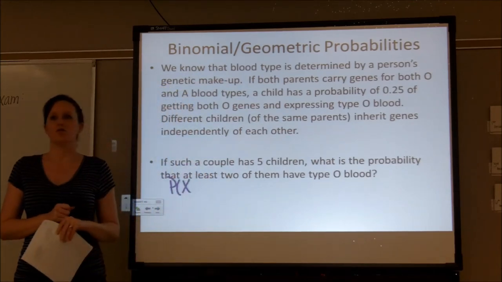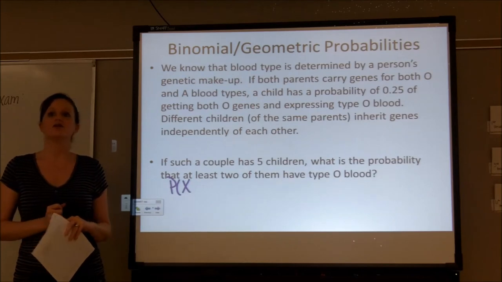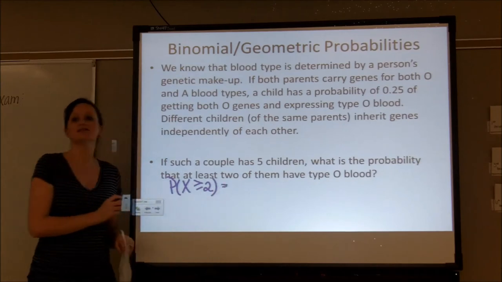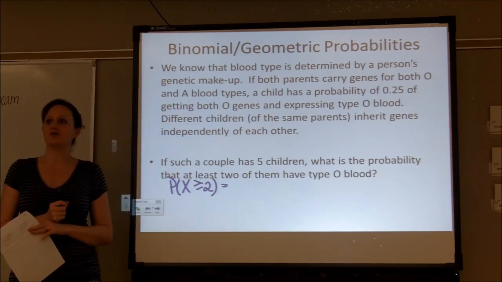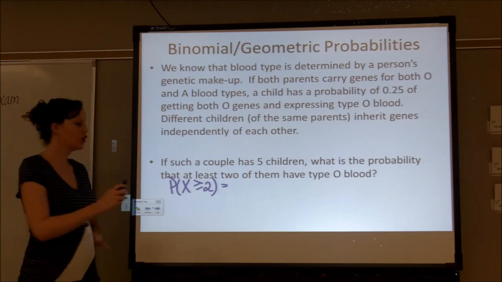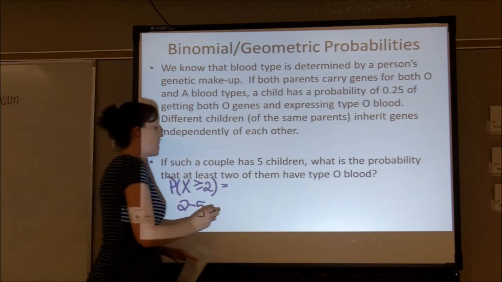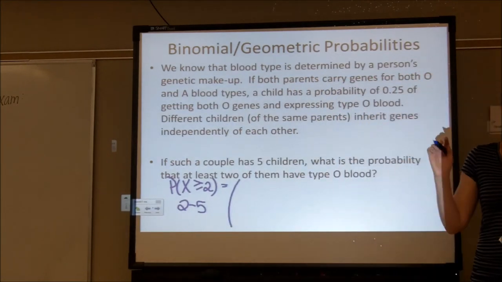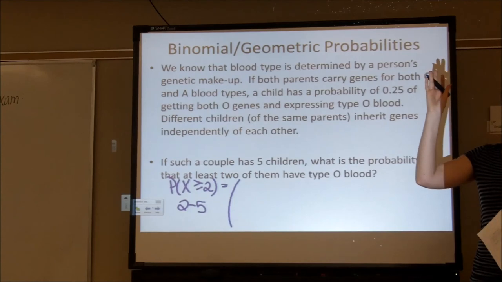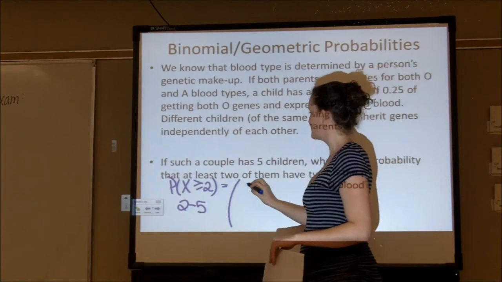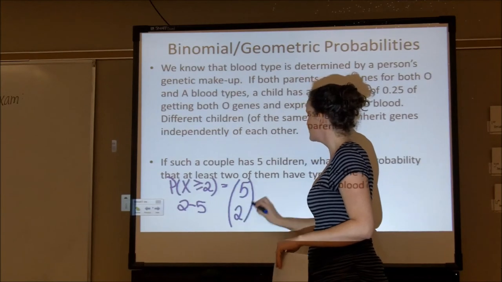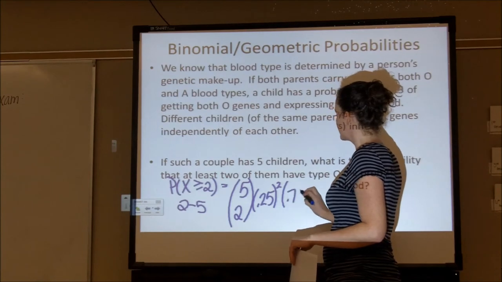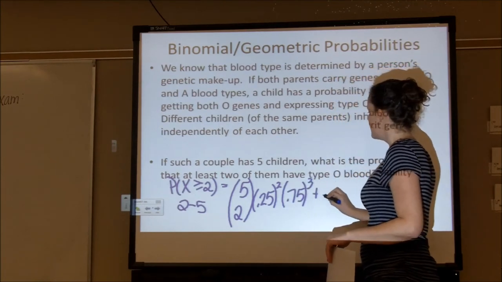Okay, so probability X, what means at least? Greater than or equal to 2. Okay? So that means X is going from what to what? From 2 all the way up to everybody, which is 5. I know we just did this, but can somebody do the 2 term for me, please? 5 choose 2, and 0.25 to the 2. Yep. And 0.75 to the 3. Good. Thank you.